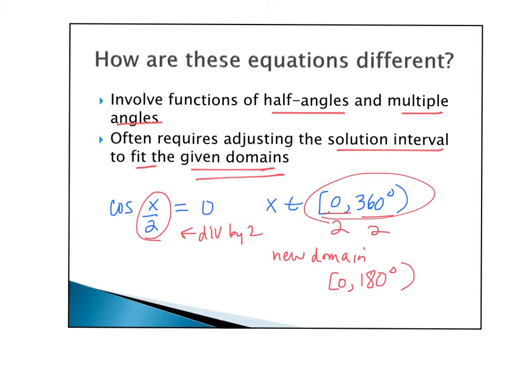Now when I solve for all angles such that the cosine equals 0, I'm only allowed to look in the interval of 0 to 180. So I'm going to do cosine inverse of 0. Normally, cosine inverse of 0 would have two answers, 90 degrees and 270. However, 270 is no longer in this new restricted domain. Therefore, the only answer I get is 90 degrees.